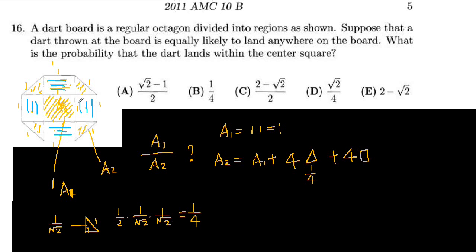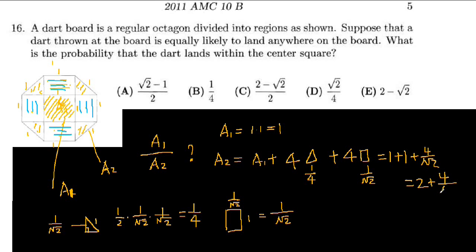Now what's the area of this rectangle? This is 1, and we know this is 1 over square root 2, so the area is 1 over square root 2, right? So if we continue from here, this equals 1 plus 1 plus 4 over square root 2, which is 2 plus 4 square root 2.